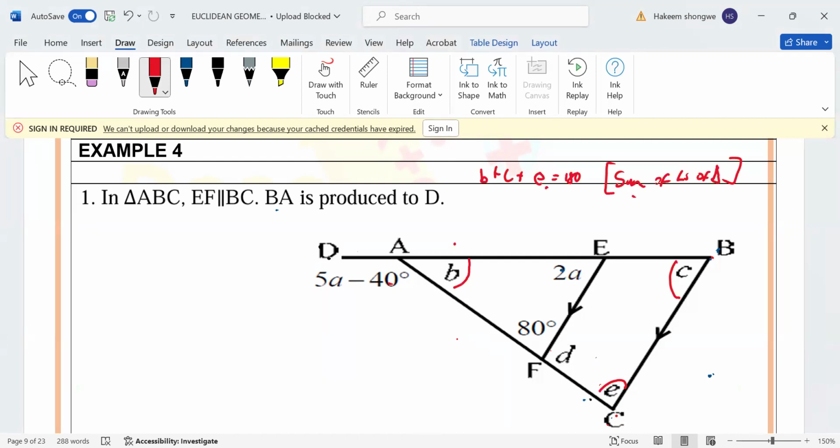What else are they saying here? They're saying we have EF, which is parallel to BC. Okay, they're talking about parallel lines. Let's go and highlight the parallel lines that they're talking about. So we have parallel line number 1, number 2.